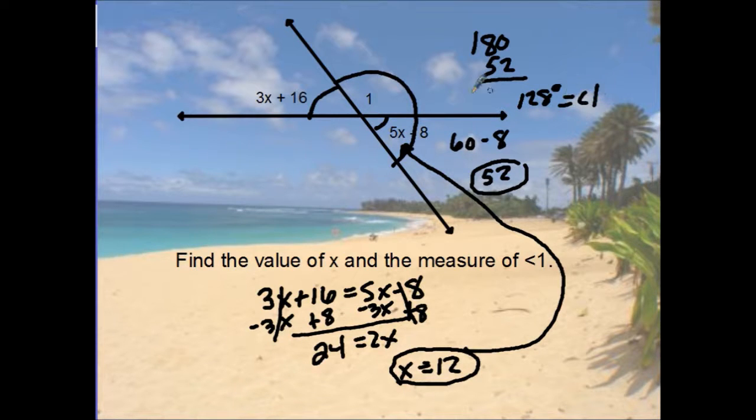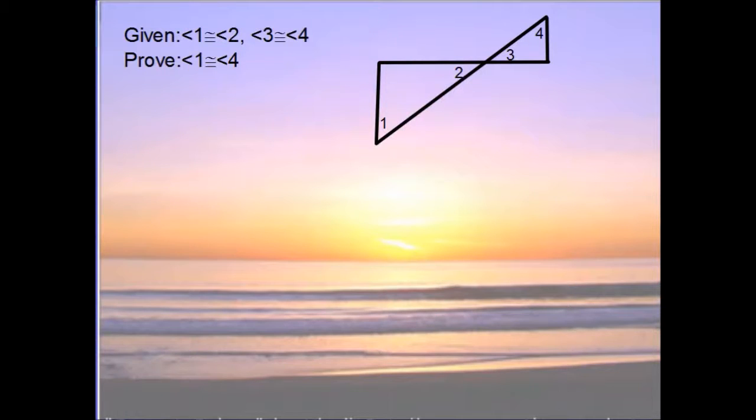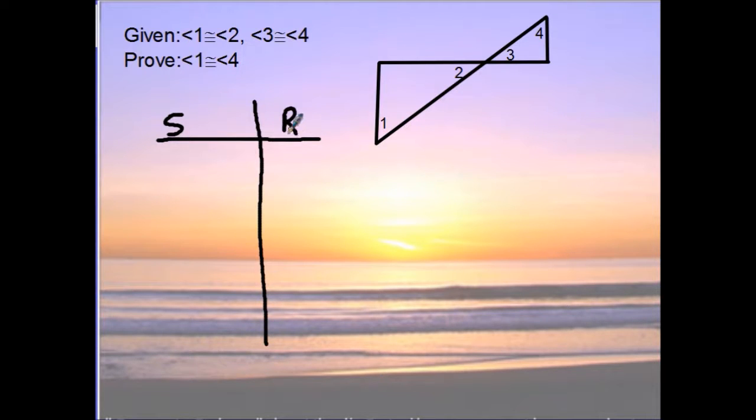What do you think? Not so bad? I didn't think so. Alright, so let's move more into doing our proofs. Here we go. We've got our statements and our reasons. It starts off with our givens. Angle 1 is congruent to angle 2. Given. Angle 3 is congruent to angle 4. That's given.